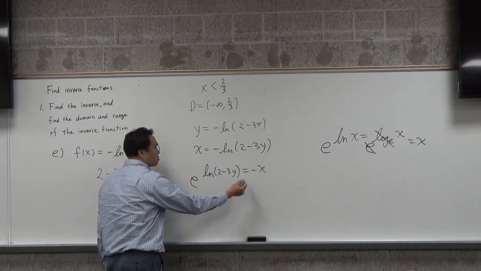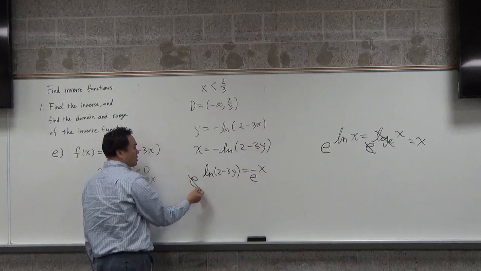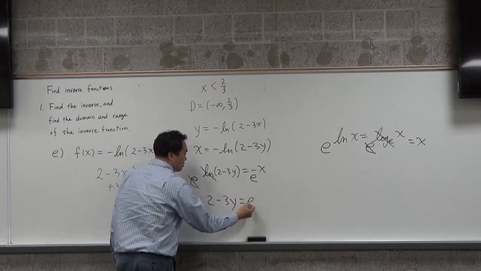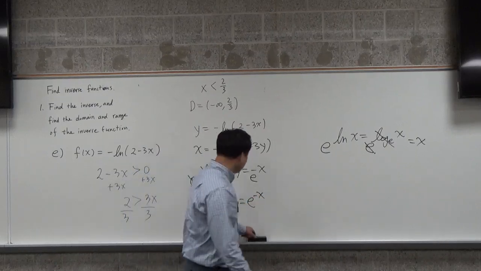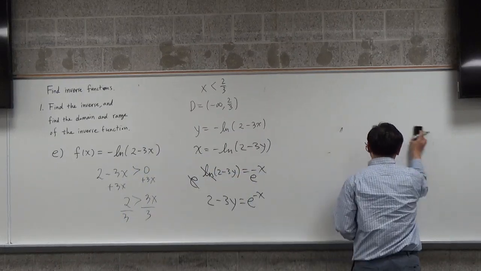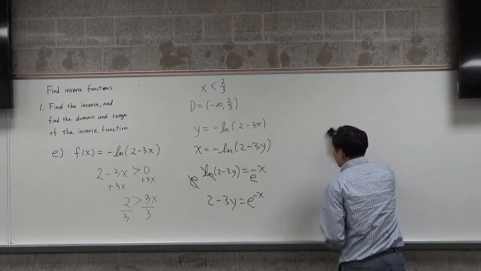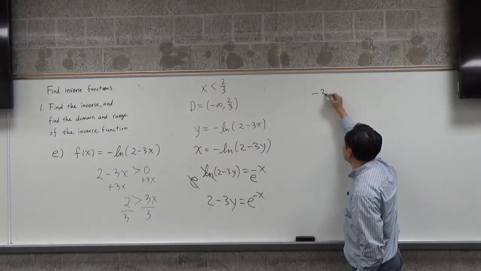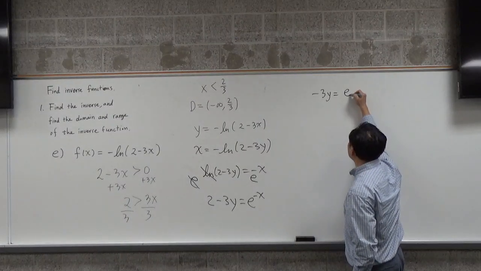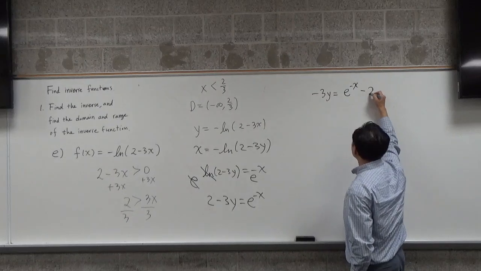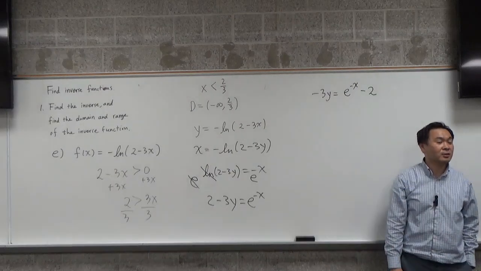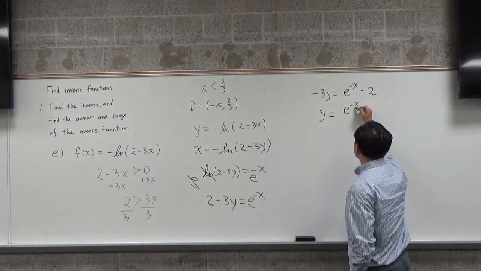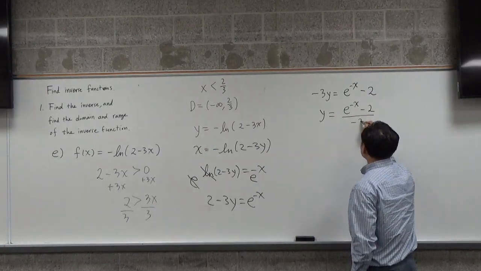We're going to put both sides over e so that these two cancel, and you get 2 minus 3y equals e to the negative x. Okay. Now what should we get rid of? 2. Subtract 2, and you get negative 3y equals e to the negative x minus 2. And finally, divide by -3. So you have y equals e to the negative x minus 2 over -3.